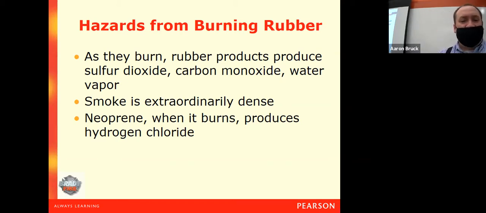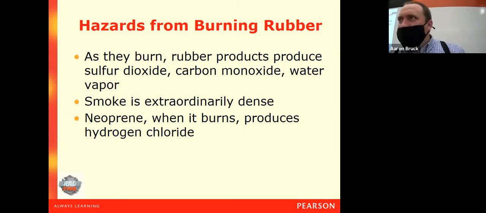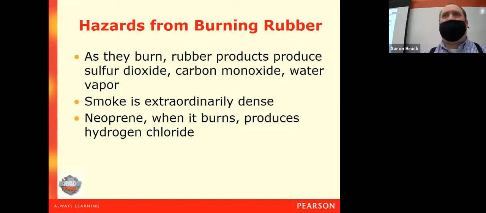The other thing that you see, you get very, very dense black smoke coming off of rubber fires because, again, you've got so much carbon and hydrogen, so much to burn through, not nearly enough time to burn through all of it. Neoprene, that rubber derivative that we talked about, because it has chlorine in it, will also give off hydrogen chloride gas as it burns.